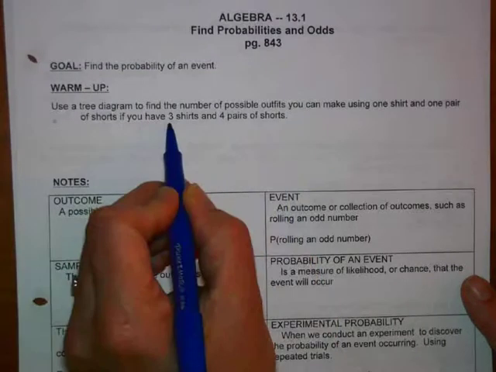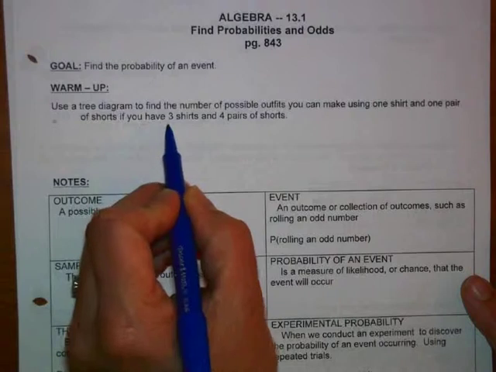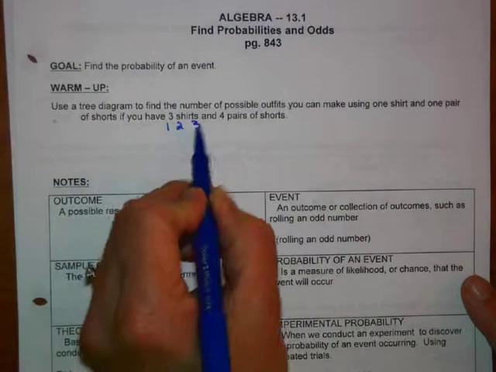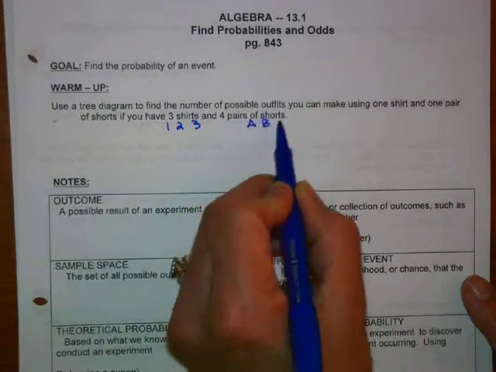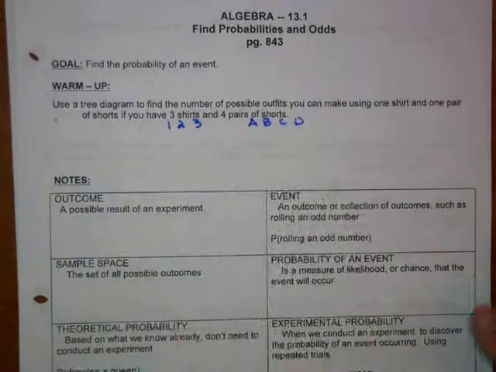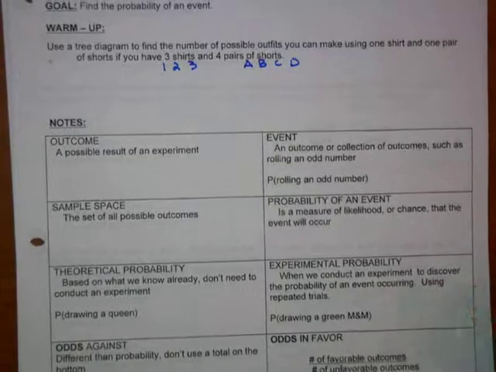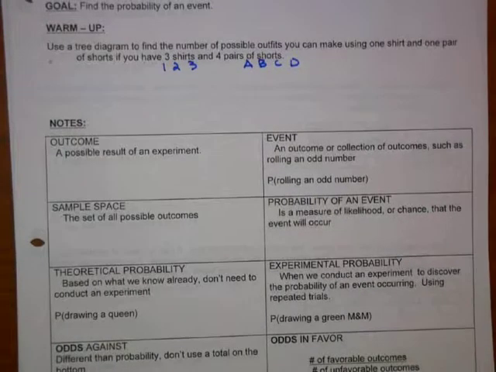So just for clarity, we're gonna label the shirts as 1, 2, 3, and the shorts, since we have 4 pairs, as A, B, C, and D. Just to kind of try and keep it clear. I know some of you do. But we have to use a tree diagram to show it.